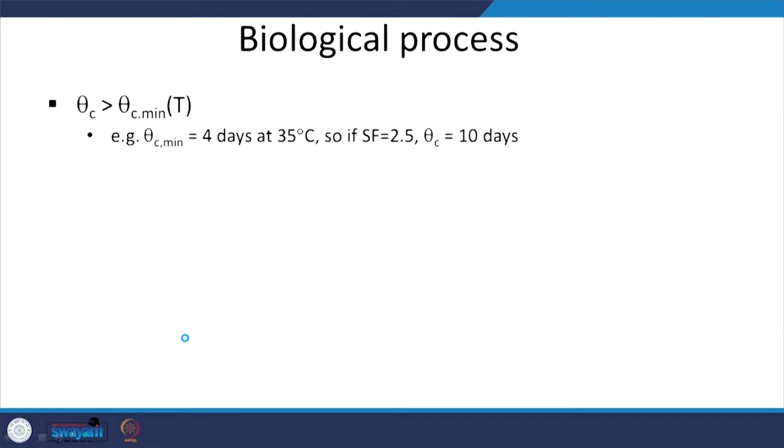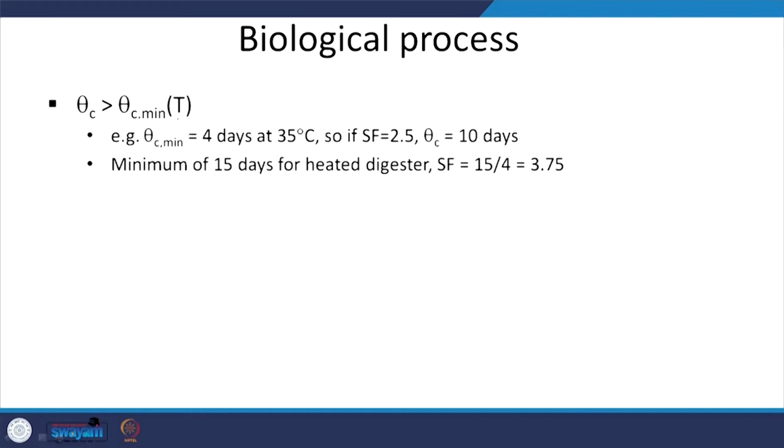Let me move on. So, biological process. We have theta C being greater than theta C minimum at temperature. So, let us look at what we have. Theta C minimum, let us say it is 4 days at 35 degrees centigrade, you are typically going to look at a safety factor, let us say it is 2.5, and then the theta C that you are going to use is going to be 10 days.